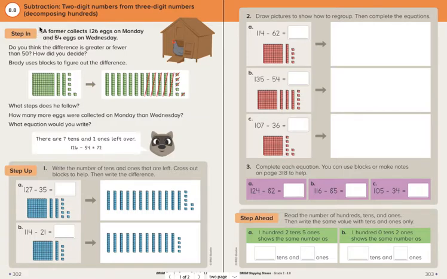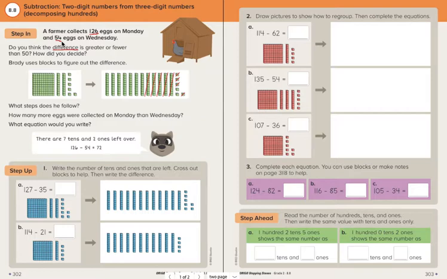A farmer collects 126 eggs on Monday and 54 eggs on Wednesday. 126 on Monday, 54 on Wednesday. Okay, so picture that in your head. Do you think the difference is greater or fewer than 50? How did you decide? So remember, when we're trying to find the difference between two numbers, that will make this our total, and that means we're taking away 54 to find that other part.